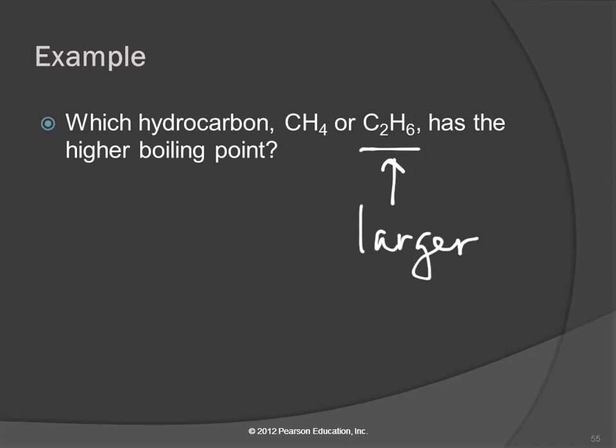Another clue is they both have the same 2 elements. C2H6 has more of both of them. So it just stands to reason that that one's larger. So a larger molecule, is that going to have stronger dispersion forces or weaker? Stronger, because it's easier for that cloud to be pushed around. Stronger forces, is the boiling point going to be higher or lower? It's going to be higher. It's stronger forces, the molecules are more sticky to each other, and so in order for them to get loose, they need more energy.